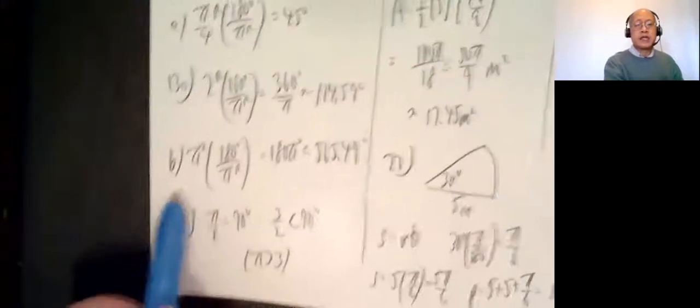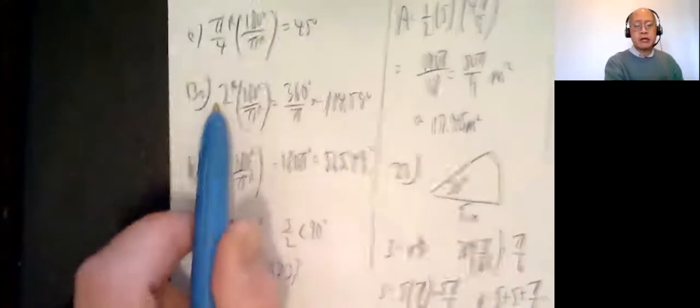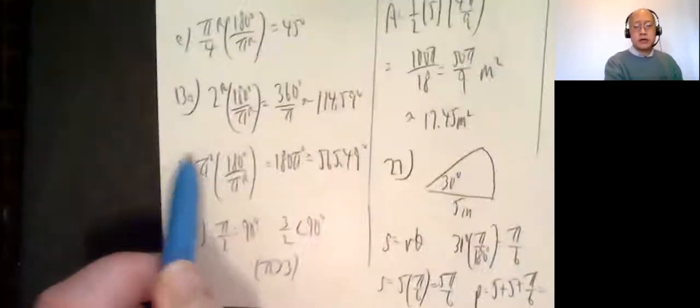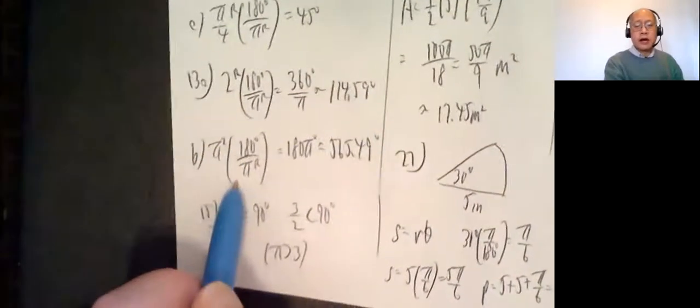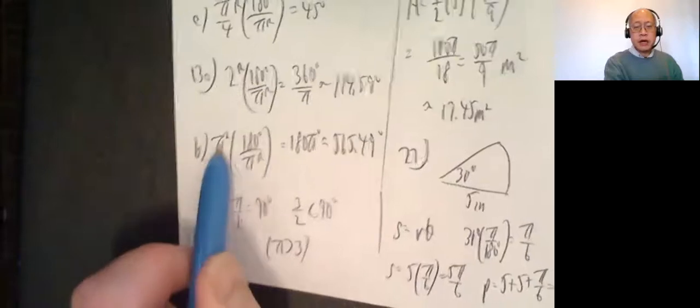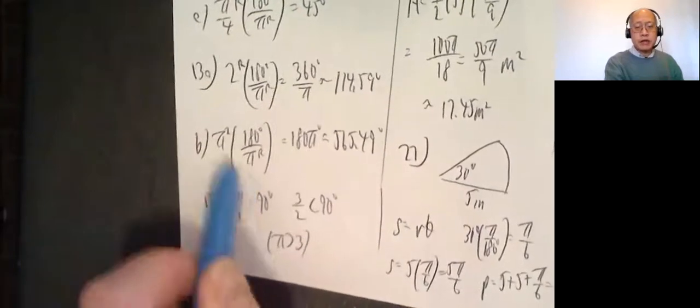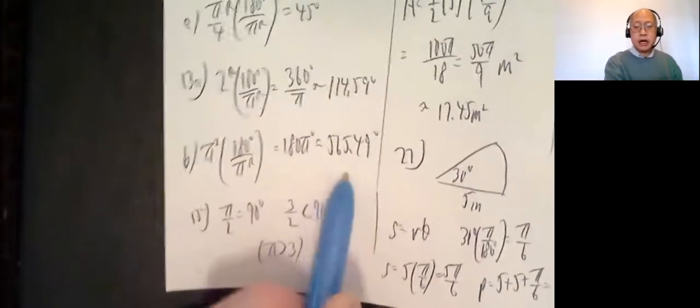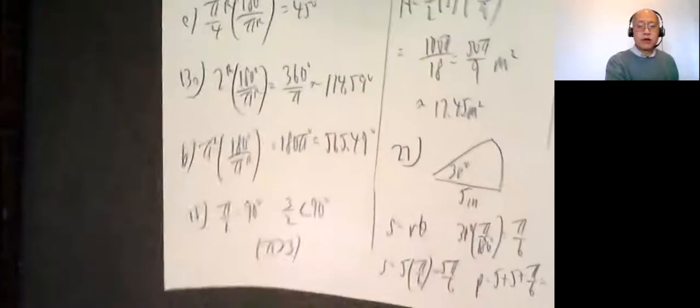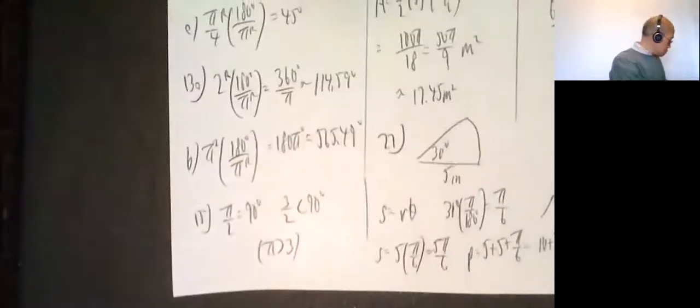Okay, B says pi squared radians. This time I didn't bother putting the R. It's understood to be R. So multiply by 180 over pi, so the radians cancel out. One of these pi's cancels one of these pi's, so I have 180 pi. Punch it in a calculator, 565.49 degrees. Okay.